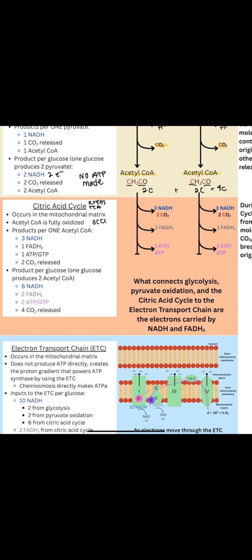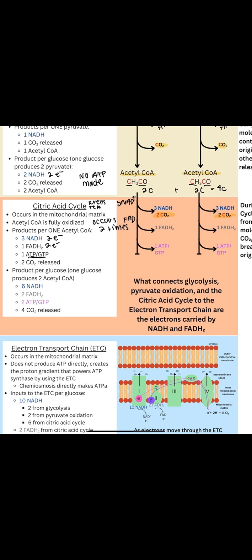In each turn of that cycle, the 2-carbon acetyl-CoA is going to combine with a 4-carbon molecule to make citrate. And through a series of reactions, 2 carbons are going to be released as carbon dioxide. We're going to reduce 3 NAD pluses into NADH. We're going to take 1 FAD molecule and turn it into FADH₂. FADH₂ is also a high energy electron carrier that can carry 2 electrons. And we're going to produce 1 ATP or GTP equivalent.